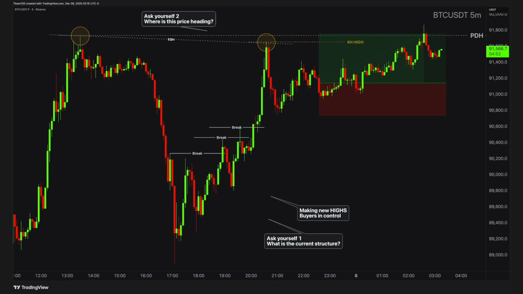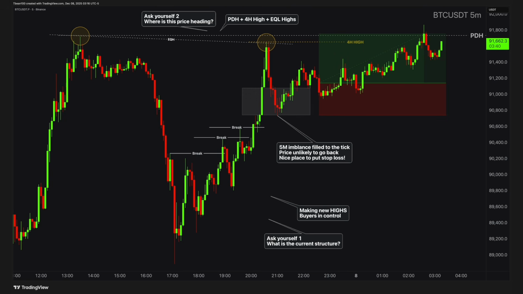And next, we already noticed the most likely direction where the buyers are trying to push the price. This lines up with the previous day's high, the 4-hour high, and those equal highs all forming together. And finally, we've got this interesting imbalance sitting here. If you take a careful look, you can see that it is completely filled. And if that imbalance holds, this could be a solid place for me to put my stop loss for the moment. It is actually a very simple idea.